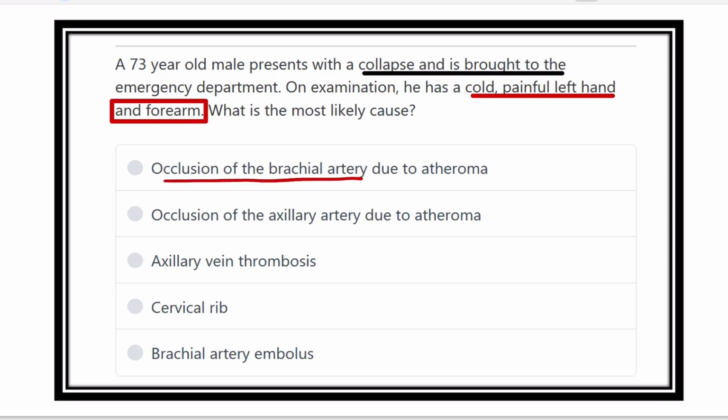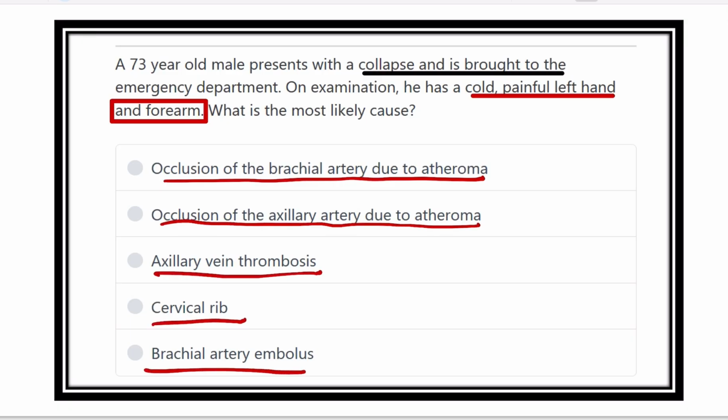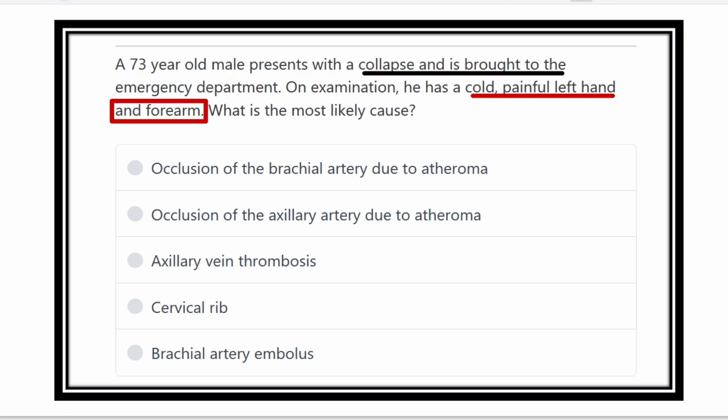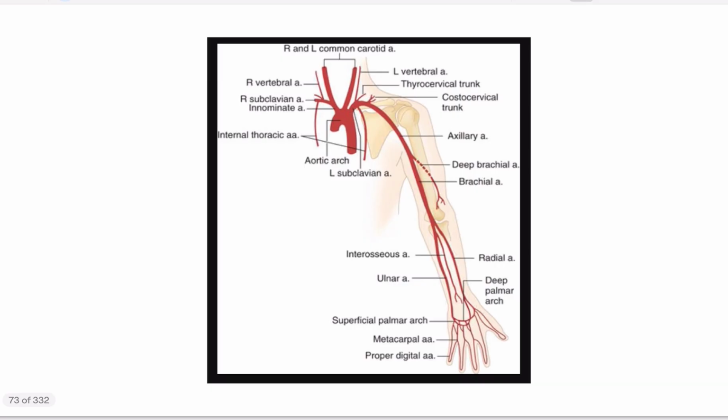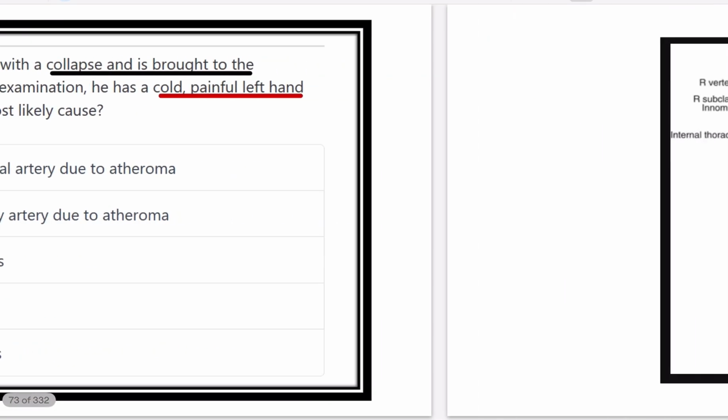The options are occlusion of the brachial artery due to atheroma, occlusion of the axillary artery due to atheroma, axillary vein thrombosis, cervical rib, brachial artery embolus. So what may be the cause? There is a cold, painful left hand and forearm. That means this area, hand and forearm, is cold and painful.